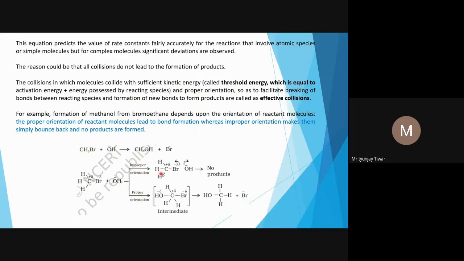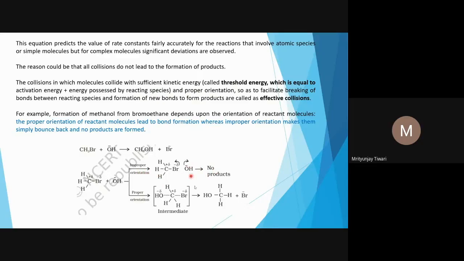So improper orientation would be what? The OH minus is towards this side, towards the bromine. So OH minus will collide with bromine, and it will not break any bonds. What we see, the nucleophilic center is on the carbon, at this end. So if it collides with whatever energy along this orientation, it will not lead to the product, and that is why it's called improper orientation.